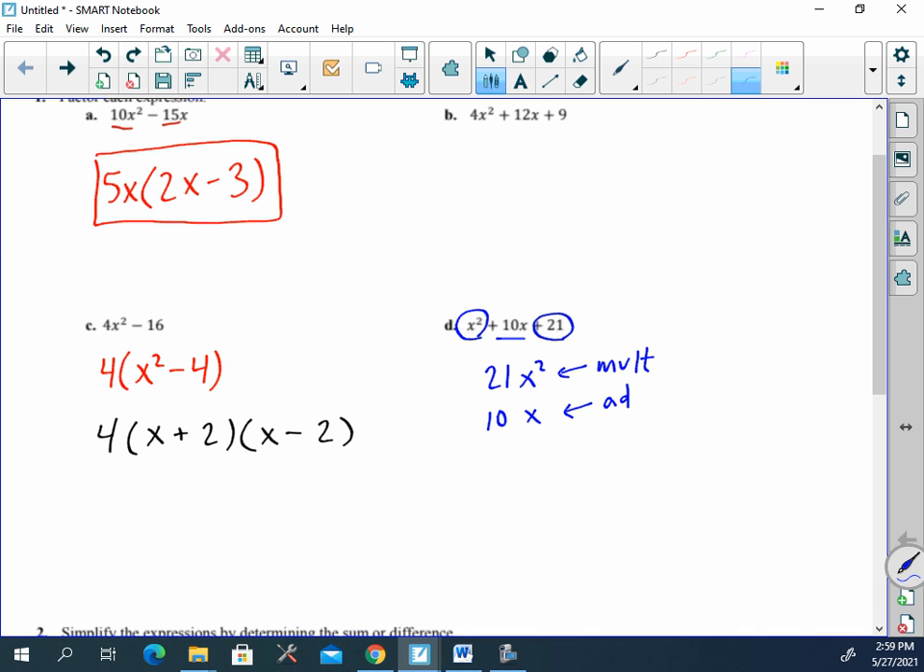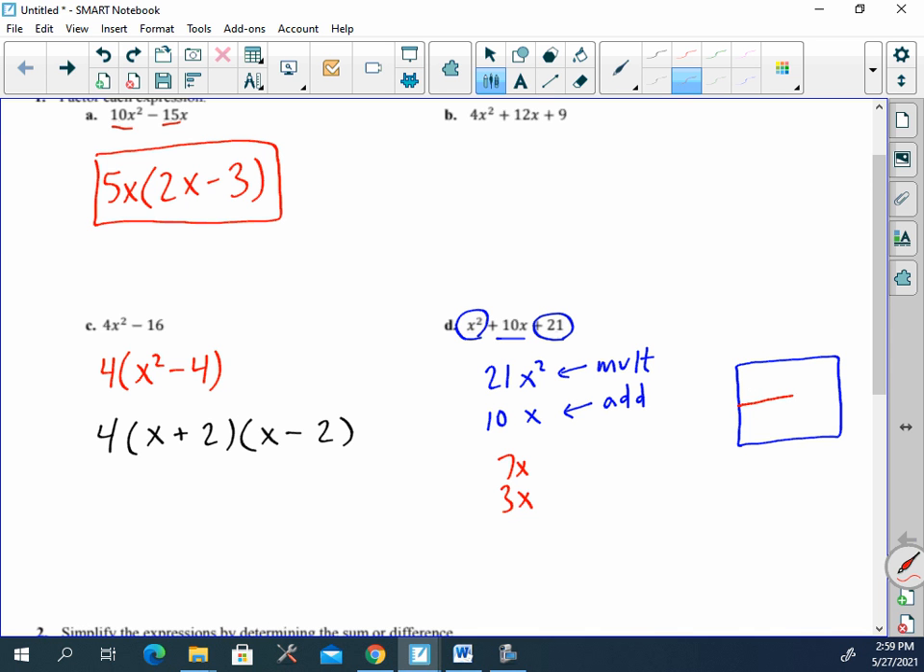Anyone tell me what would multiply to 21x squared and add to 10x? 7. 7 and 3. So 7x and 3x. So let's go ahead and write that here. 7x and 3x. Multiply to 21x squared, add to 10x, so that looks good.